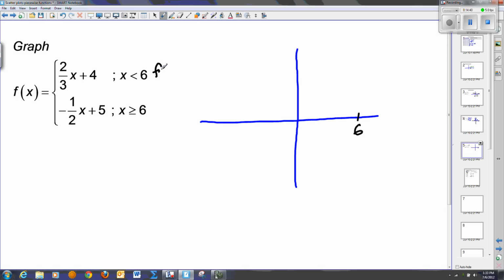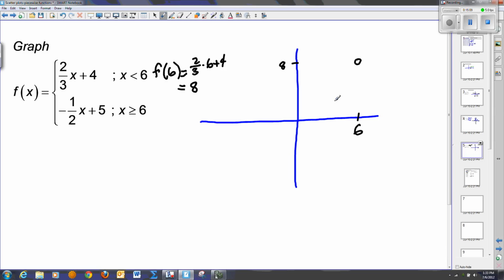So I find the function's value at 6. So essentially I have 2/3 times 6, and I'm going to add 4 to that. 2/3 times 6 is going to get me 4, plus 4 is 8. So I have a point at 6, 8. And that's not included, so I'm going to open circle that.